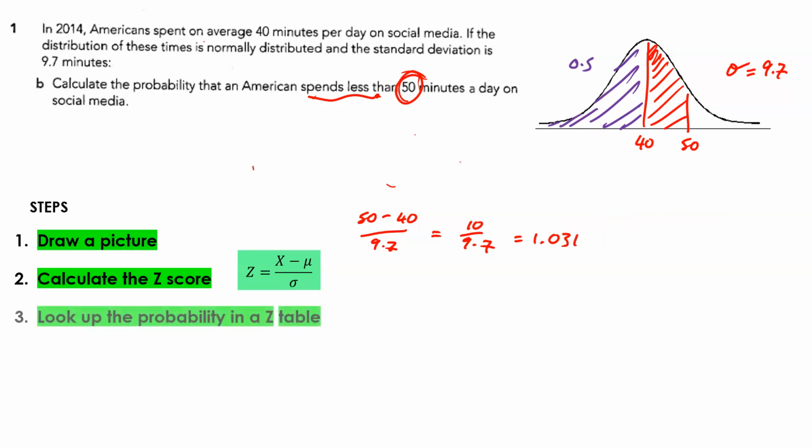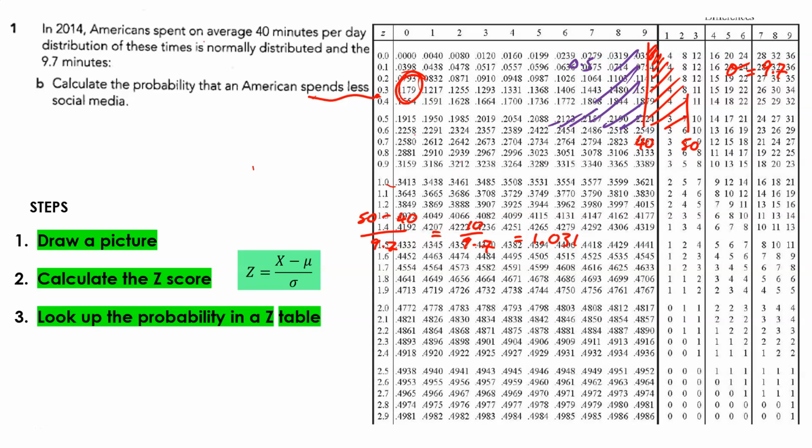So then the next step is finding that probability on the table. So 1.0, 3, and 1. So we have to add 2 on that 4th decimal place. So it's 0.3485 plus 0.0002, which is equal to 0.3487.